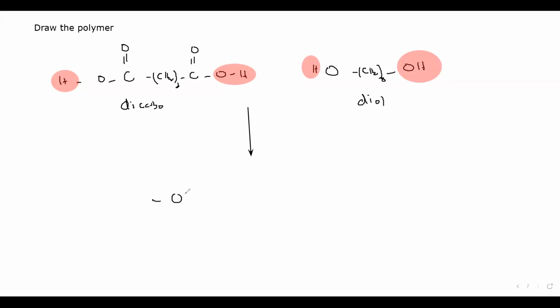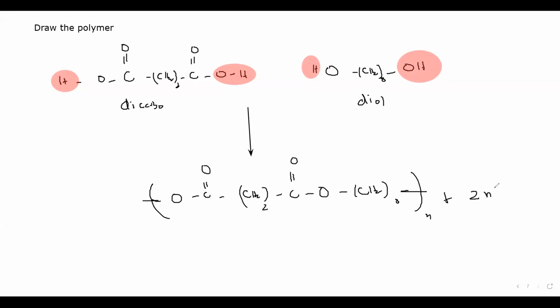So it will be O, C double bonded with O, then CH2 bracket 2, then C double bonded with O, with H and OH removed, so O, then CH2. The reason is that what is between the functional groups does not affect the polymer. That's why we can use a symbolic representation and put n plus 2n water molecules. So this polymer is known as polyester because it has an ester linkage. These are the two synthetic polymers you have to learn.